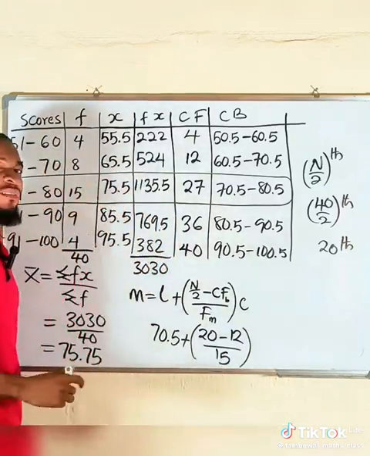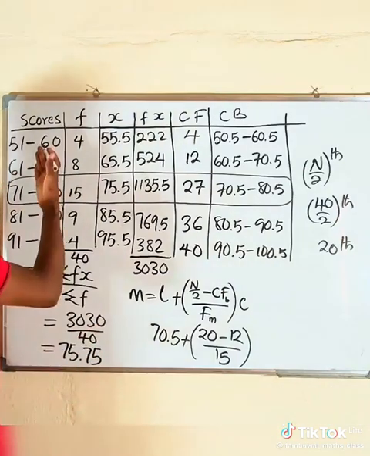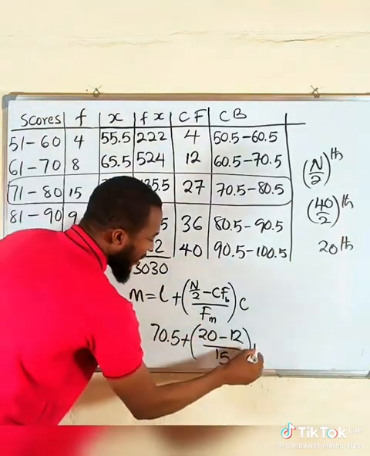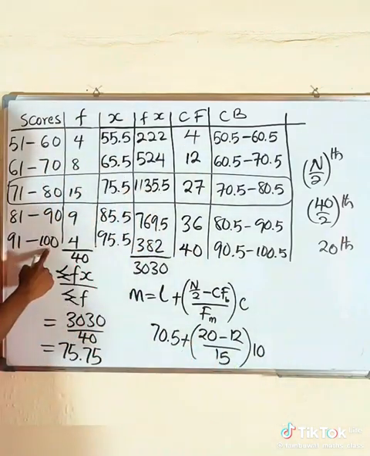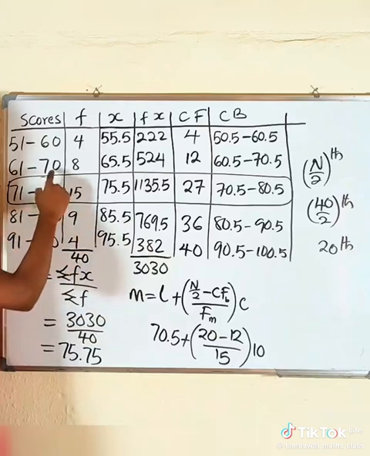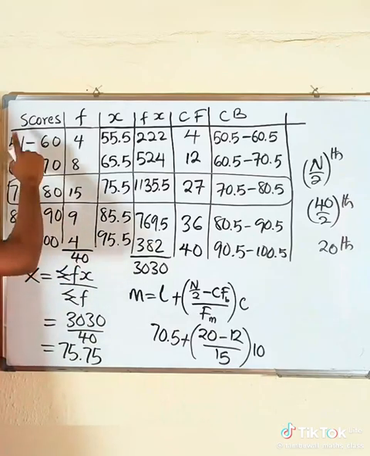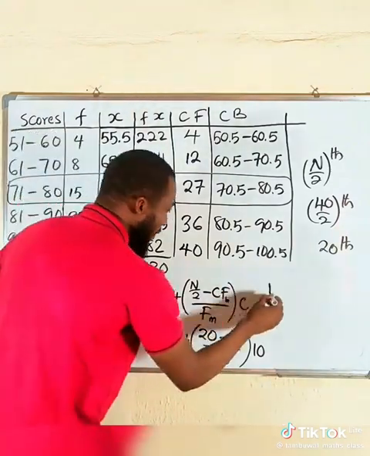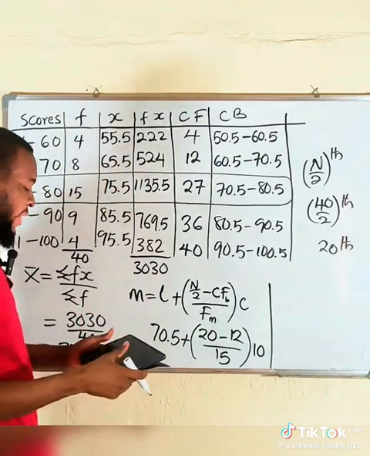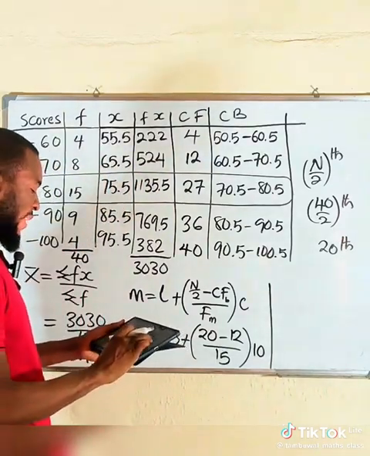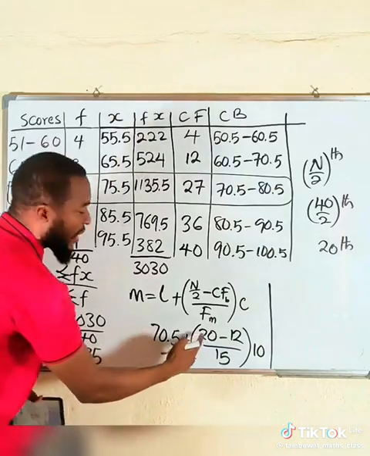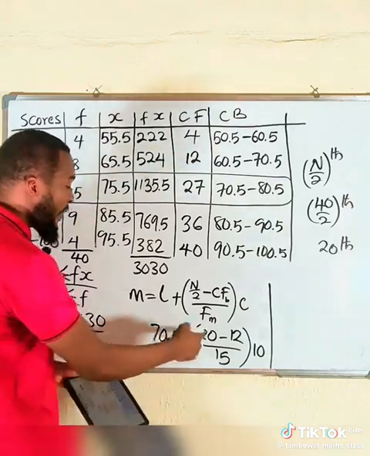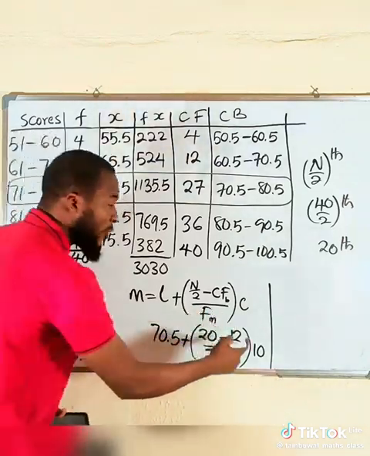Divide by the class size. How can you find the class size? Come under class limit. You can take 70 minus 60, that is going to give you 10. No matter which one you take, 100 minus 90 will give you 10, this minus this, or you can come here, this minus this, you understand. So this is the class size. If you simplify this, since we have limited space, let me do that here. If you take 20 minus 12, that is going to give you exactly 8. Then you divide 8 by 15, whatever you get, you multiply by 10.